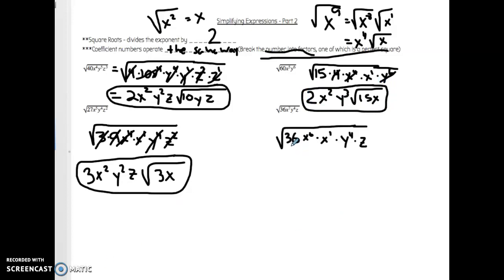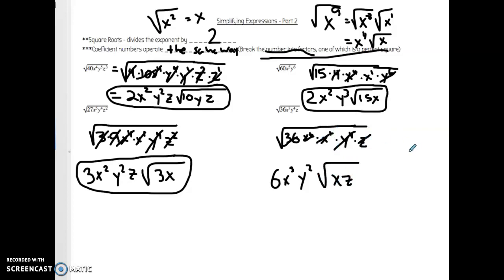Okay, so 36 is already a perfect square, right? It's 6. The square root of x to the 6th power is x cubed. I just have one factor x left. The square root of y^4 is y squared. And I couldn't do anything with poor z, so that's going to stay as well. So inside I have an x and a z.